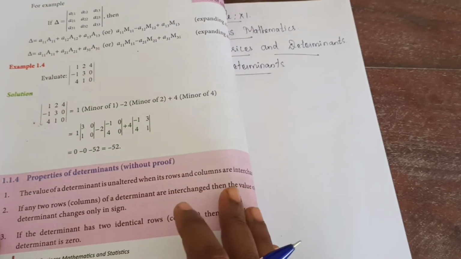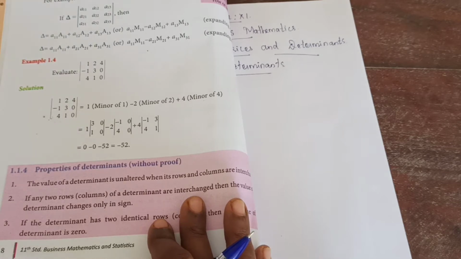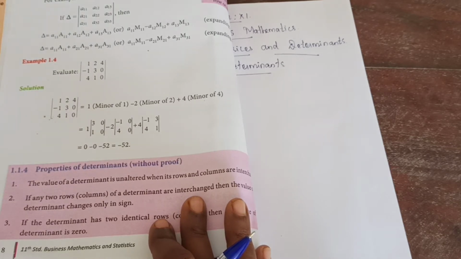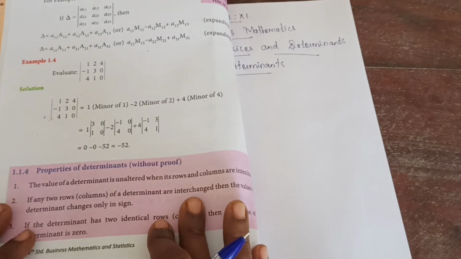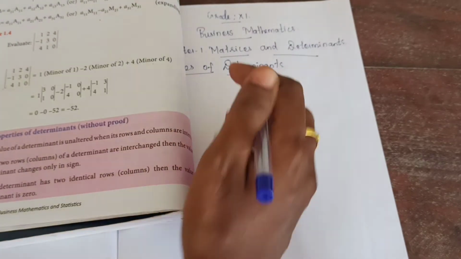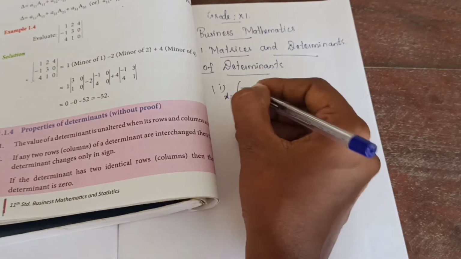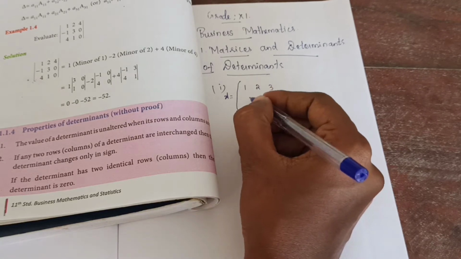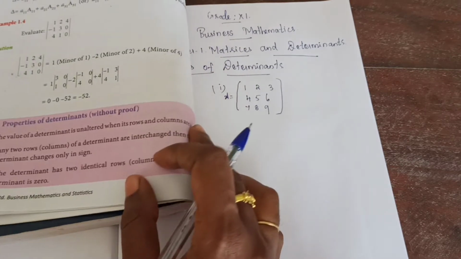So, first property is the value of the determinant is unaltered when the row and column are interchanged. The value of a determinant is unaltered when its rows and columns are interchanged. I will give one example for you, then only you will understand. A matrix is 1, 2, 3, next 4, 5, 6, 7, 8, 9. So this is A matrix.